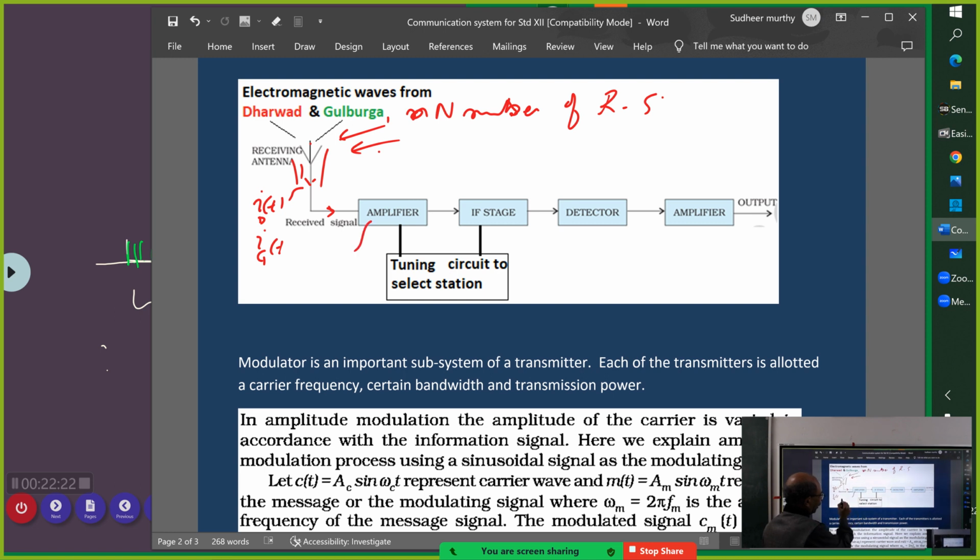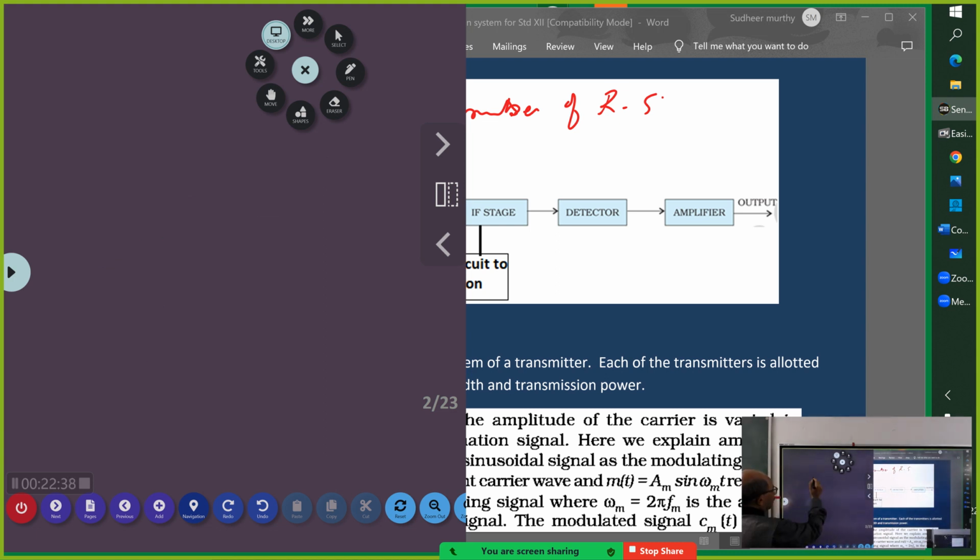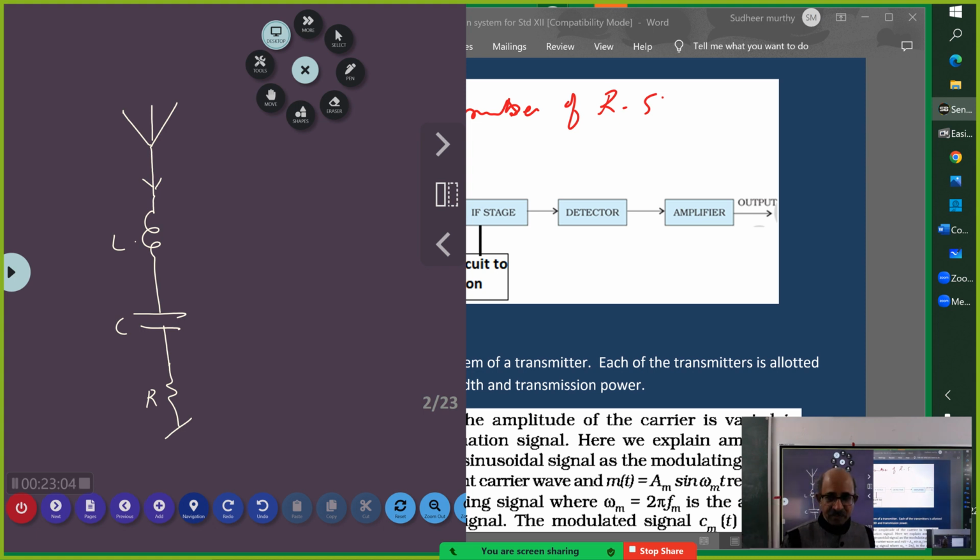Now this amplifier is also called the RF amplifier, radio frequency amplifier. What happens in this amplifier is, there will be a tuning circuit. If you remember when I taught you inductor and all, assume that I have an antenna, and I will have one inductor, capacitor and a resistor. Many signals are coming, but many signals means many electromagnetic waves of different carrier frequency. Gulbarga's carrier frequency is there, Dharwad carrier frequency is there, Voice of America carrier frequency is there, Bangalore carrier frequency is there. All these carrier frequencies are there with the information.